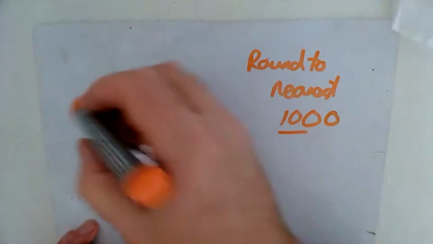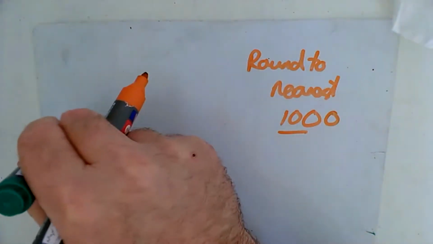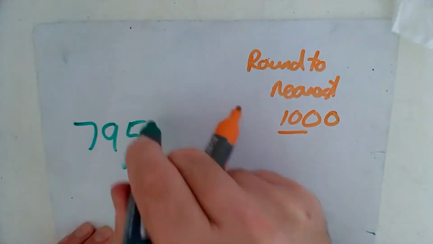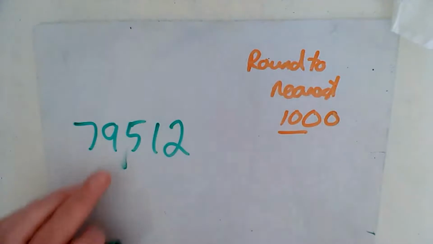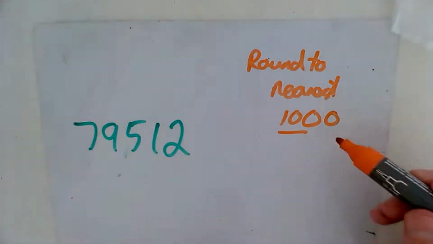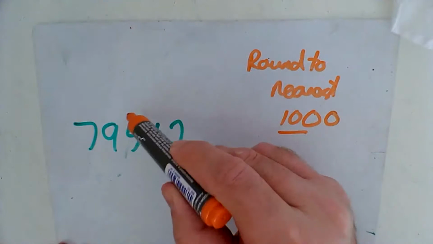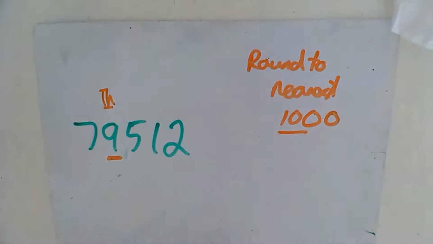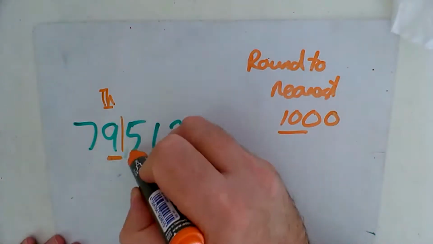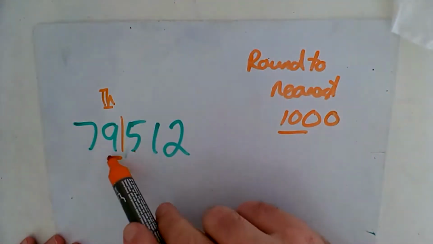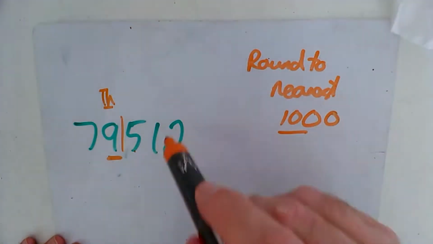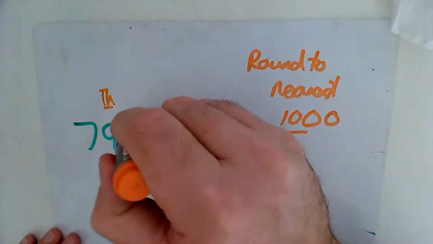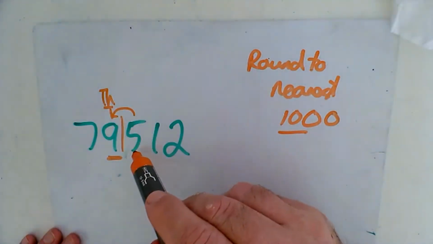Nearest 1,000. So say I've got this number. Okay, so I've got that number there. It's the nearest 1,000. So I've got my units, my tens, my hundreds. These are my thousands, aren't they? My thousands. So I'm going to underline that, and then do a line between that and the number before it. This number, 79,512, isn't it? Okay, so units, tens, hundreds, thousands. Does this number before it affect it? It's 5 and above, so it does.